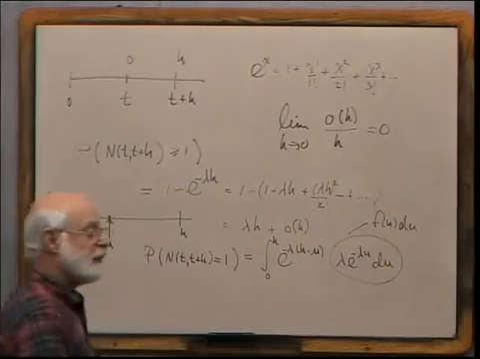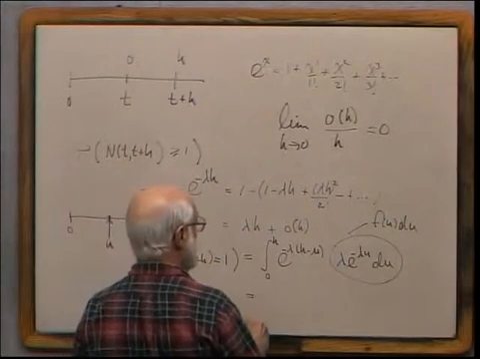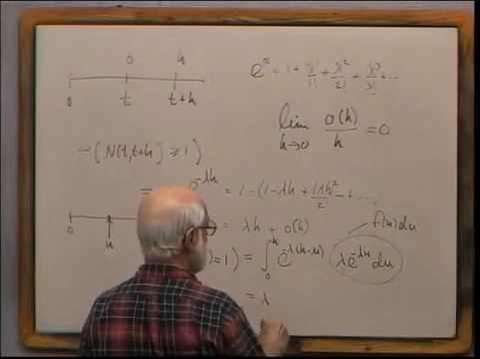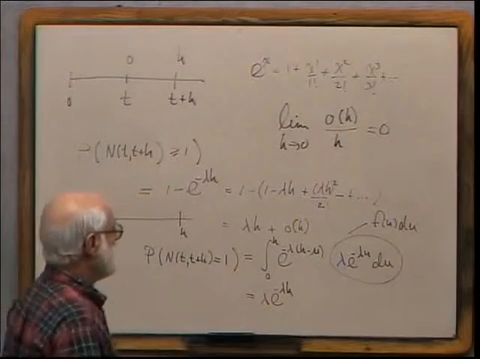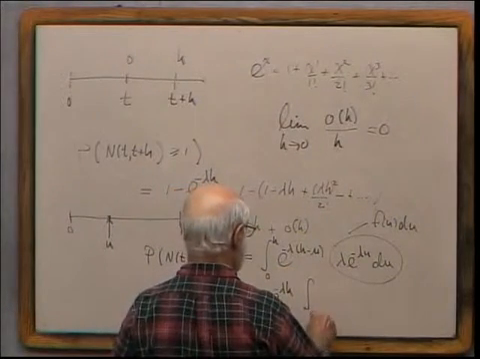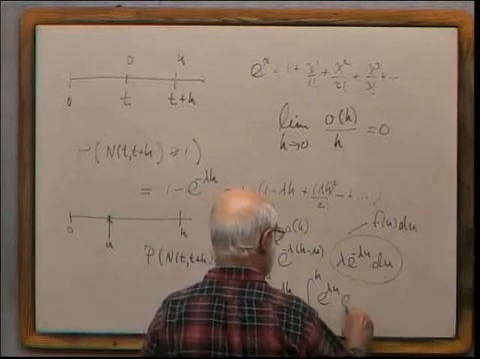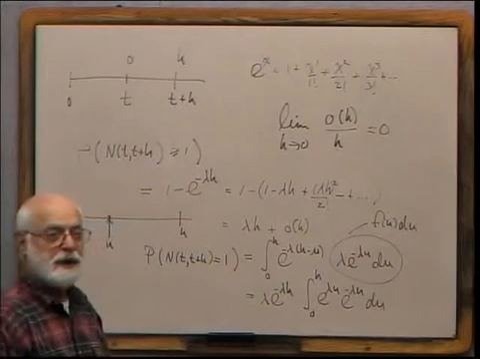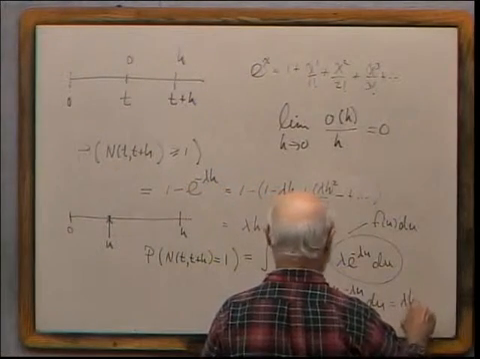So now it's a matter of evaluating this integral. But this is easy because, first of all, I'll take out the lambda, and I'll take out the e to the minus lambda h. What I'm left with inside is the integral from 0 to h of e to the plus lambda u times e to the minus lambda u du. Of course, the e to the plus lambda u and the e to the minus lambda u cancel to 1, and this integral simply becomes h. So my answer is lambda h e to the minus lambda h.